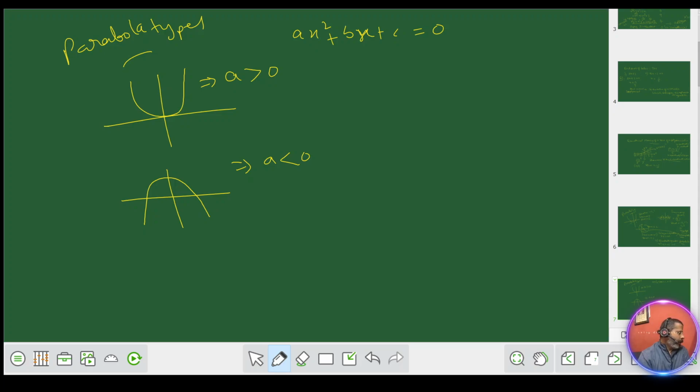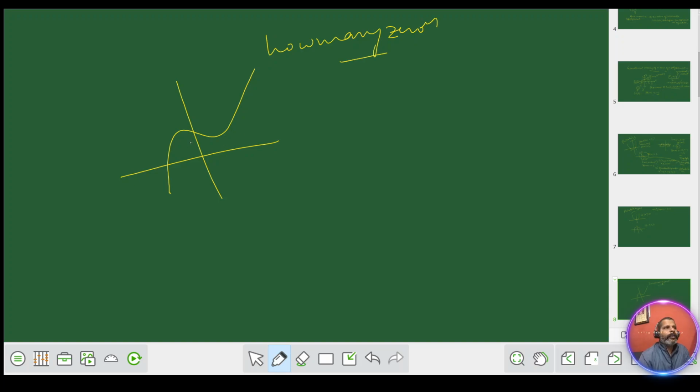Then we'll see how many zeros. We just saw how many zeros, right? We'll cross check it. How many zeros here? How many zeros for this graph? It intersected at 1 point only, right? So 1 here. Let's see one more thing. How many zeros for this graph? How many intersections at the x-axis? 2, right?